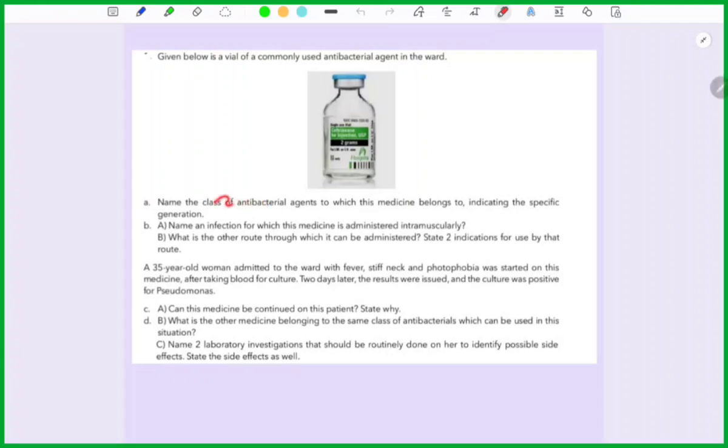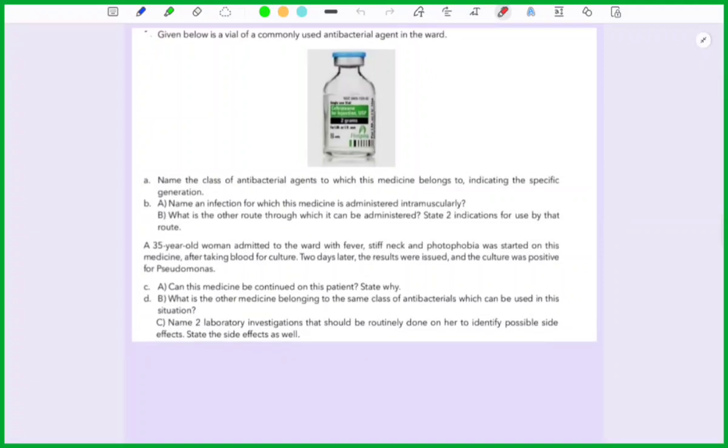So the class is cephalosporins, and the specific generation is third generation. The next question: name an infection for which this medicine is administered intramuscularly. So Ceftriaxone, you can administer in parenteral form. In parenteral forms, you have IV forms, IM forms mainly. So here we are talking about intramuscular injection.